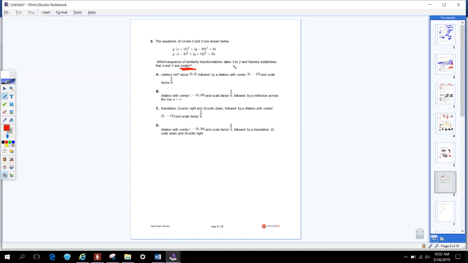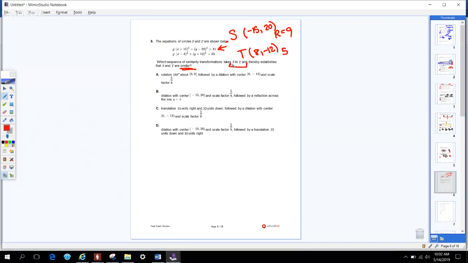Oh, takes S. All right, I missed it. Takes S to T and thereby establishes that they're similar. Okay, so the center of S is -15, +20, and our radius is 9. For T, our center is +8, -12, and our radius is 5.